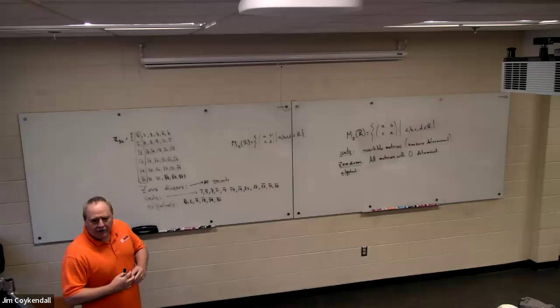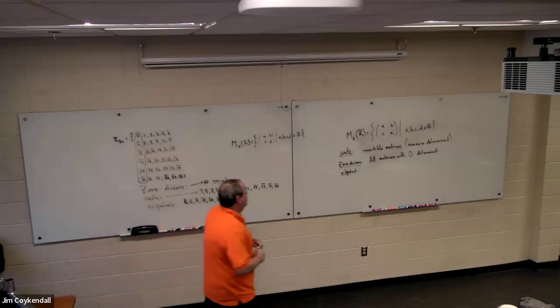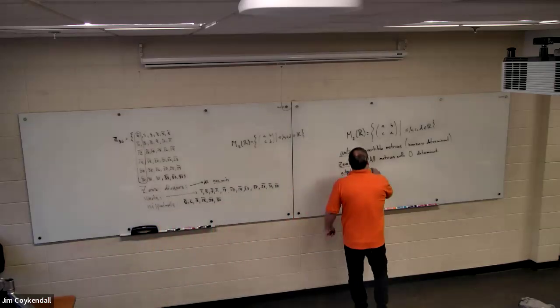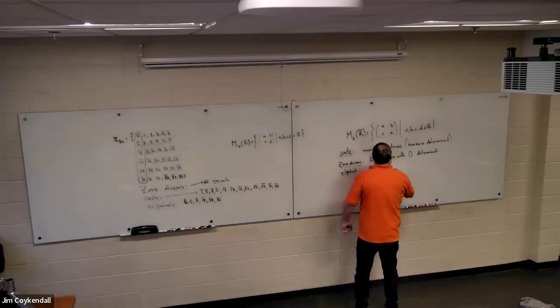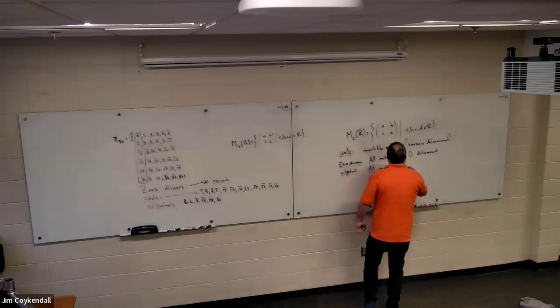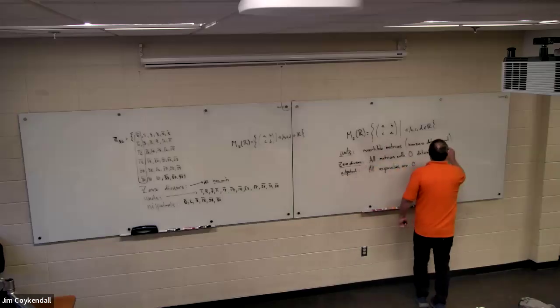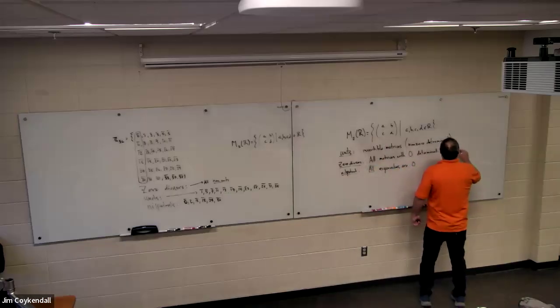Nilpotents are like zero divisors on steroids. Anybody want to guess what a characterization is for nilpotent matrices here? Is it every eigenvalue is zero? All of them, given. This is some eigenvalues.